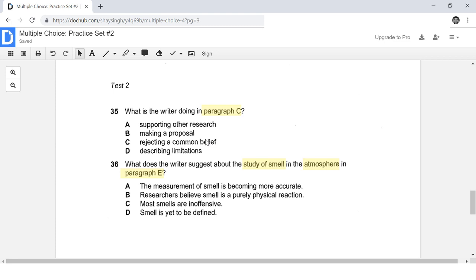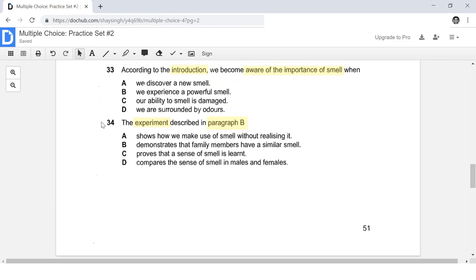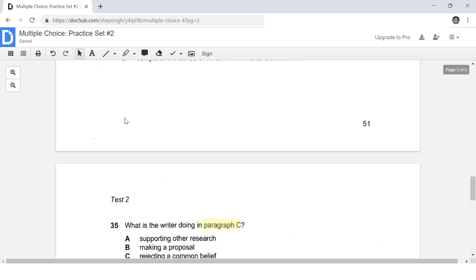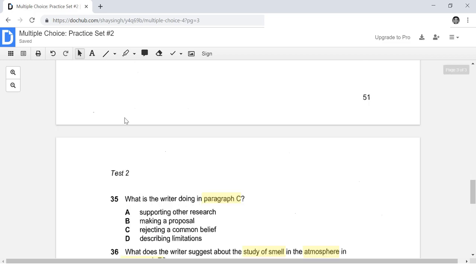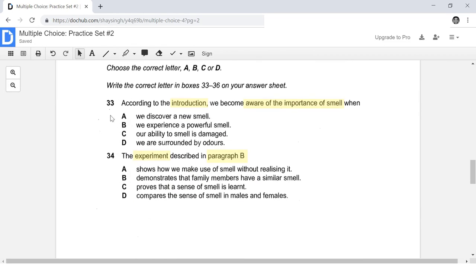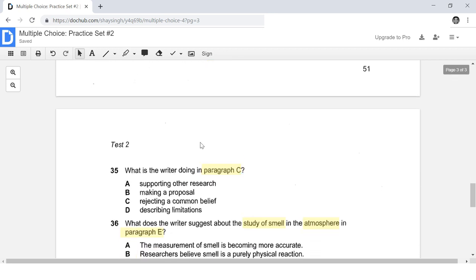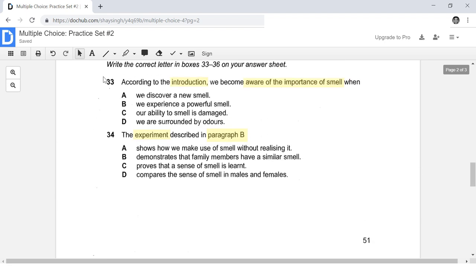The next thing that I would do at this point is I would put a check mark next to all the easy questions so that I can answer them first. But actually, in this case, we don't really have to do that because all of these questions are quite easy. They're easy because it tells us that 33 is going to be in the introduction, 34 is going to be in paragraph B, and then 35 paragraph C, and 36 paragraph E. So all these questions are pretty easy. So you know what I'm going to do for this? I'm just going to go in order and I'm just going to answer all of these questions one after the other. Let's start off with number 33.